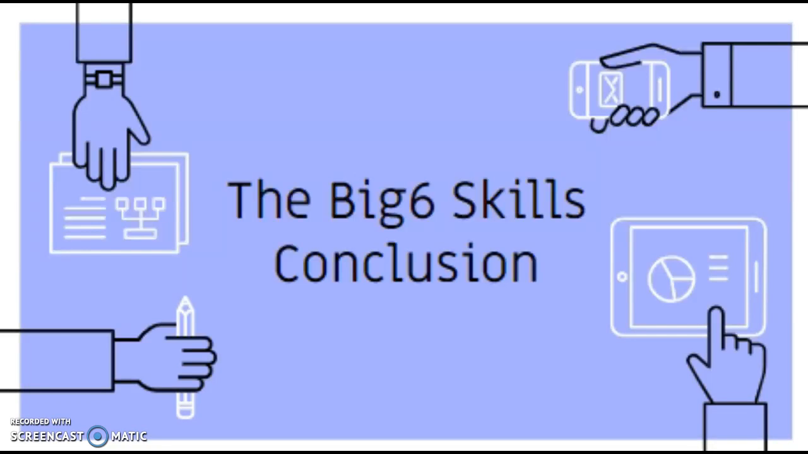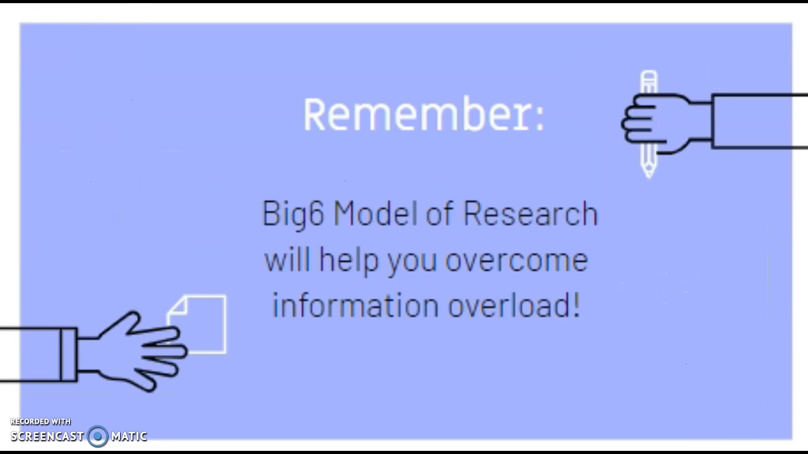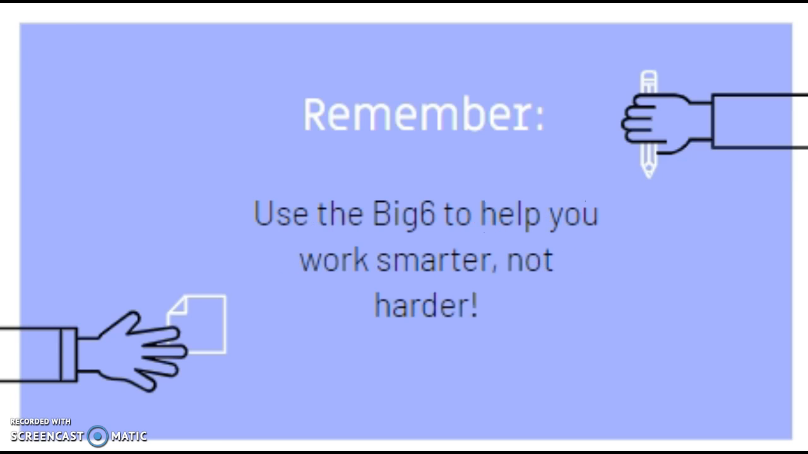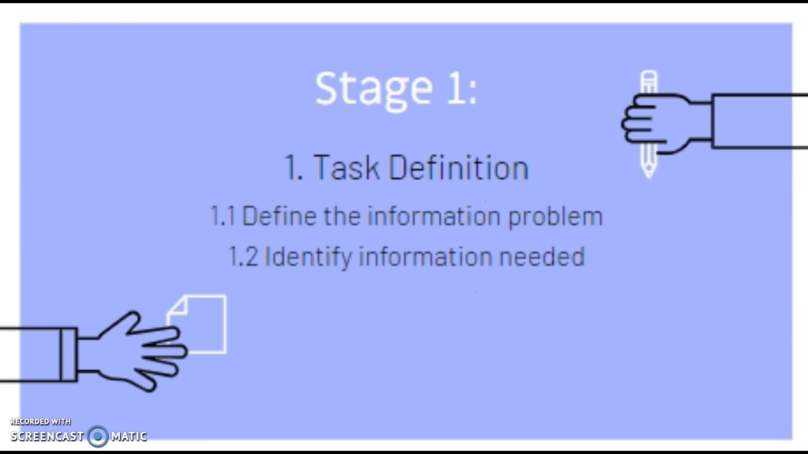The Big 6 Skills Conclusion. Remember, the Big 6 model of research will help you overcome information overload. There are 6 stages and 2 sub-stages for each. Use the Big 6 to help you work smarter, not harder.